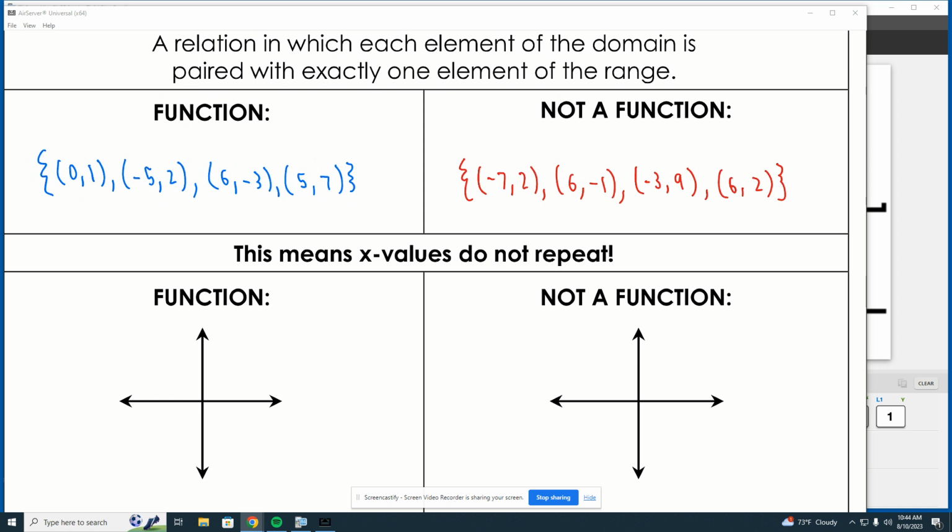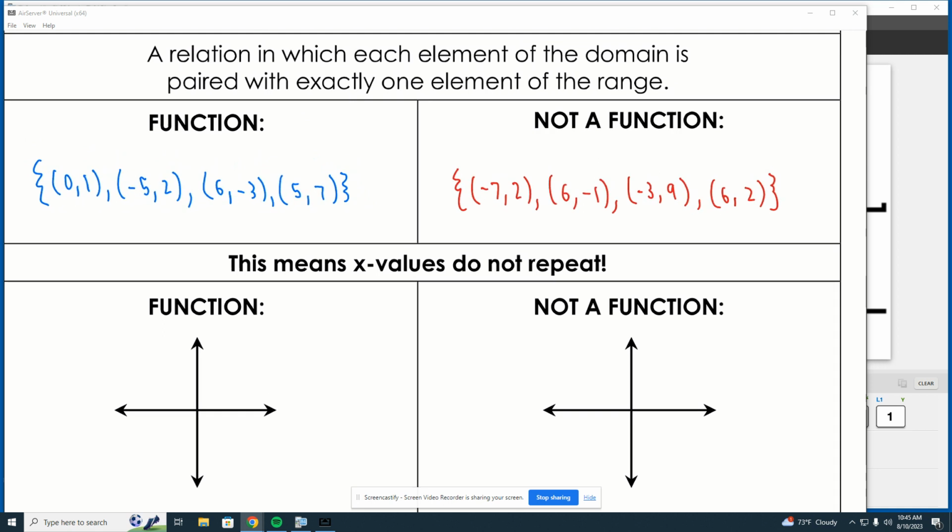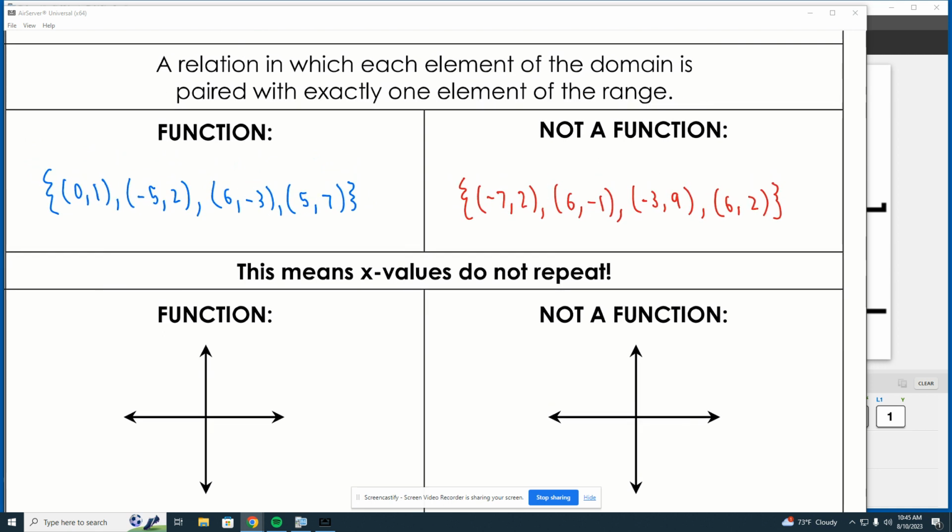Does anybody recognize what is different about that group of ordered pairs that might follow along with what's said in that little definition above it that causes it to not be a function? What do you see, Whitney? There it is. Y'all see that 6 right there that's repeated? That is what causes this to not be a function. Let me explain. Look at the definition above.